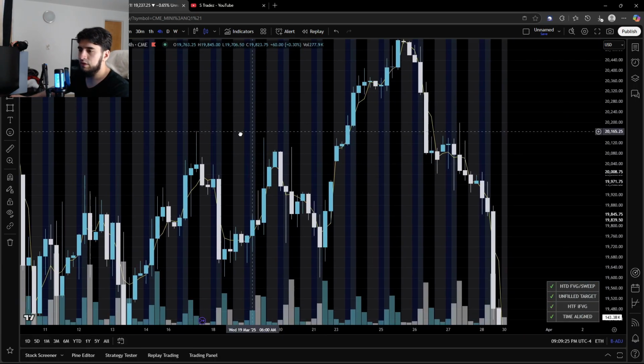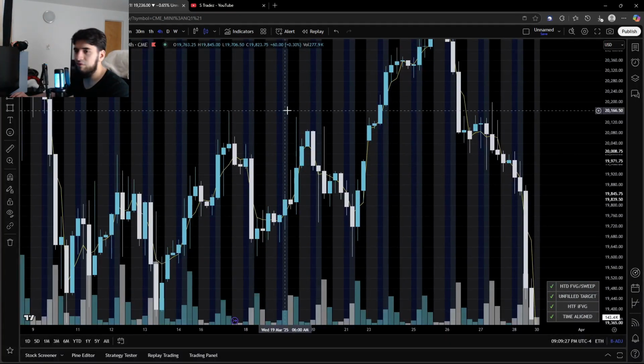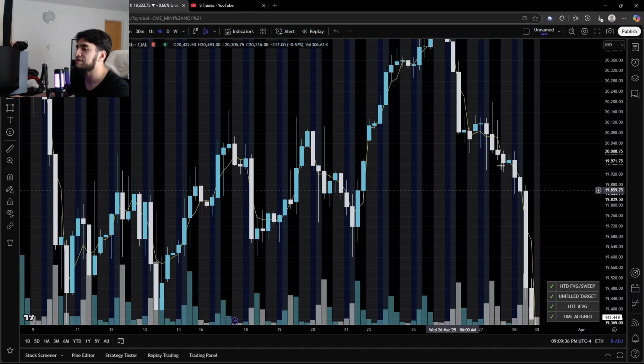Like I said earlier, the fair value gaps happen on every single time frame. I'm on a 4 hourly right now, and then fair value gaps happen on an hourly, 30-minute, 15-minute, 5, all the time frames you can think of, they all happen on every single time frame, right?